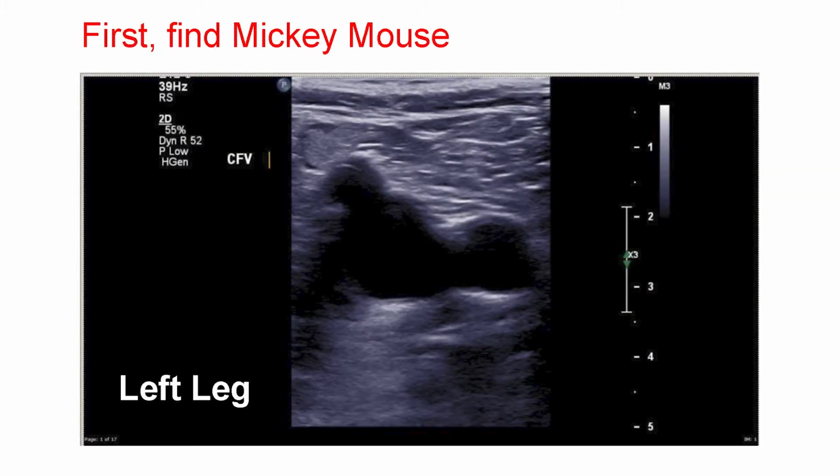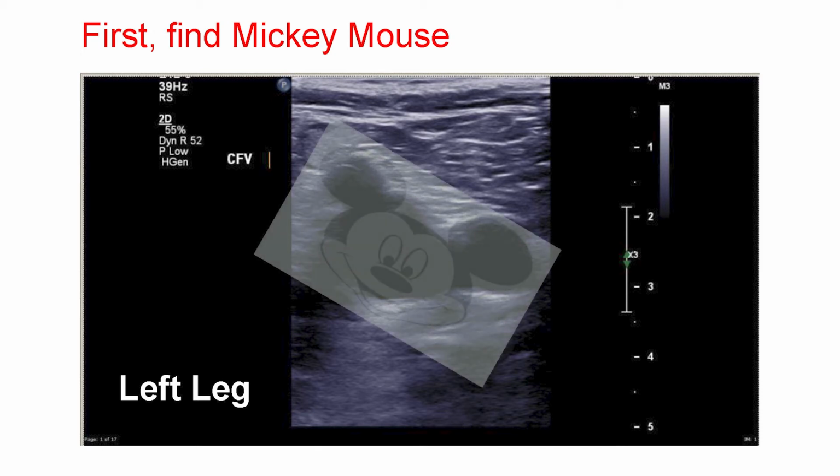So the first thing to do is to find the Mickey Mouse sign. And on this example of the left leg, that will be where the great saphenous vein drains into the common femoral vein, and also you can see the common femoral artery. This is a well-described sign and represents the saphenofemoral junction.